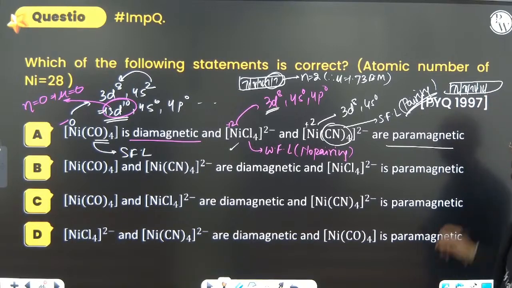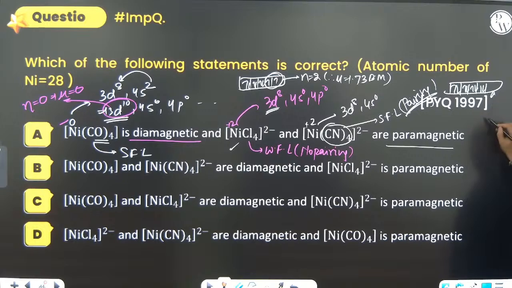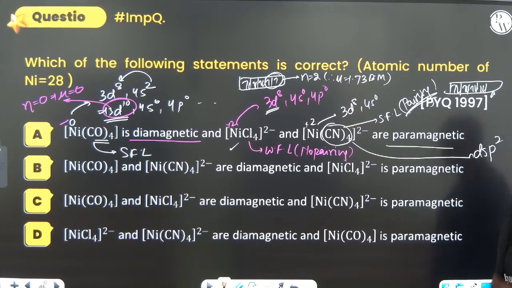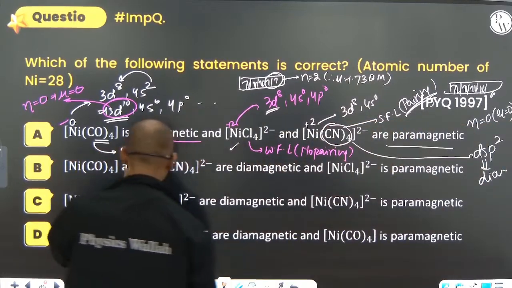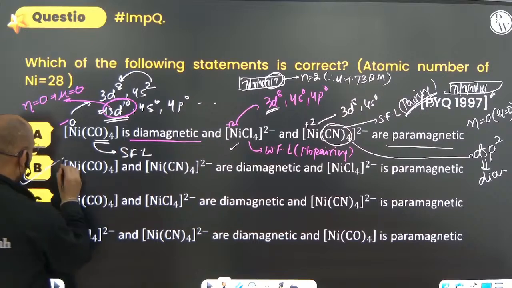All the electrons will be paired up and this will come dsp2. इसका क्या आ जाएगा भाई? Hybridization, it will come dsp2. Basically 1d will be free here. All the electrons are paired up, so n equals 0. So here also mu will be equal to 0. So therefore it is diamagnetic. So Ni(CO)4 and Ni(CN)4 are diamagnetic. Yes, option B is the correct option.